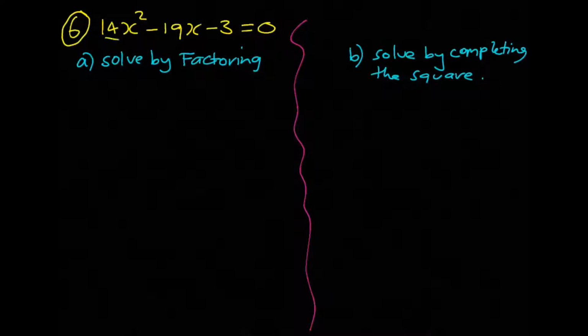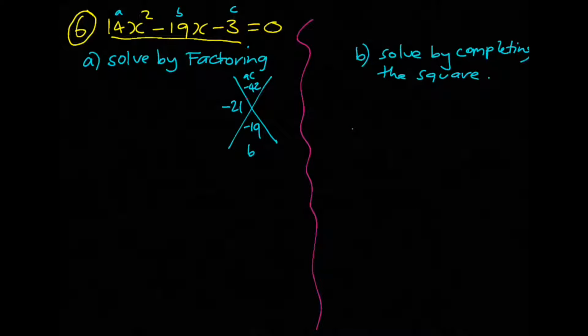So we can't break this down any further. So what we're going to do is set up our A, C and B. So this is A, B and C. So AC is 14 times negative 3, which is negative 42, and B is negative 19. So two numbers multiplied to give negative 42 and add to give negative 19. So let's try negative 7 and 6. That's not going to work. Let's try negative 21 and 2. So that's actually the correct answer. So we put negative 21 and 2 in there.